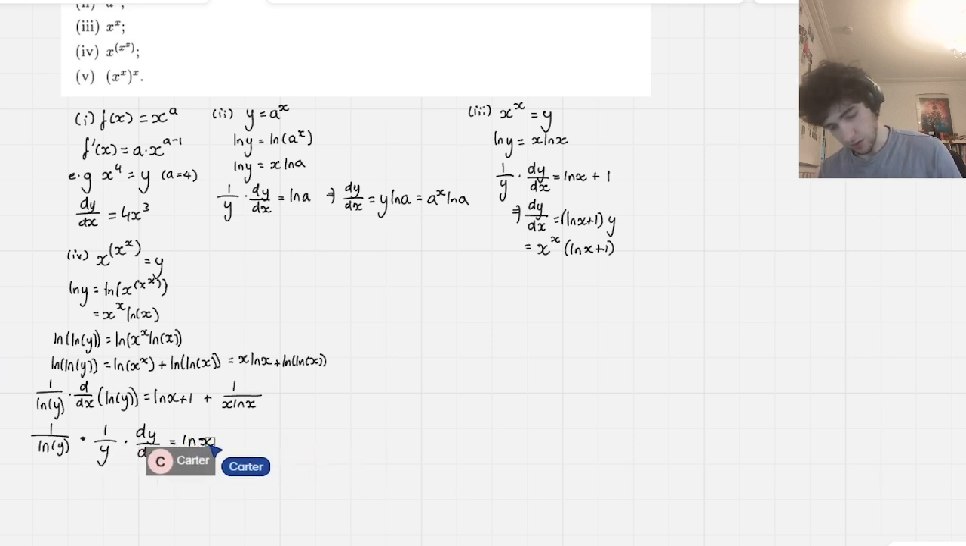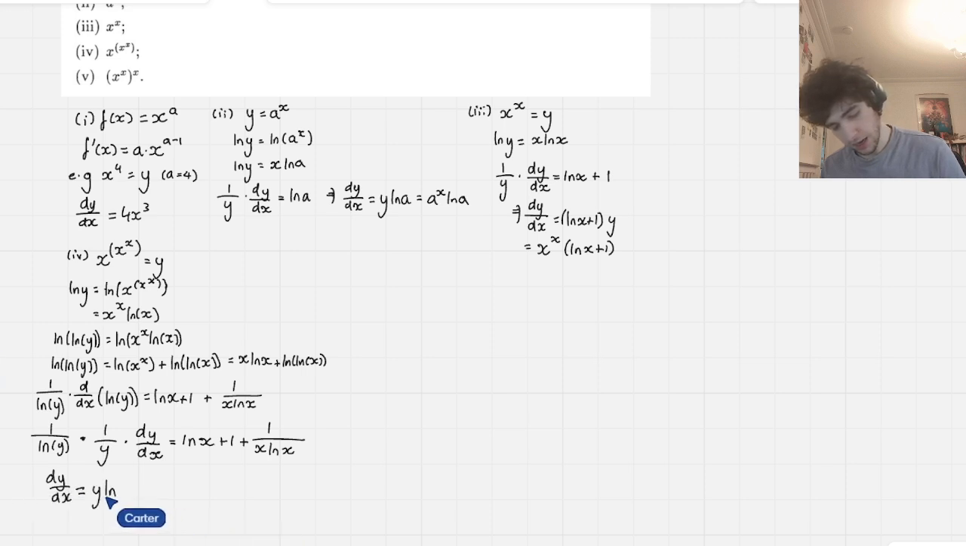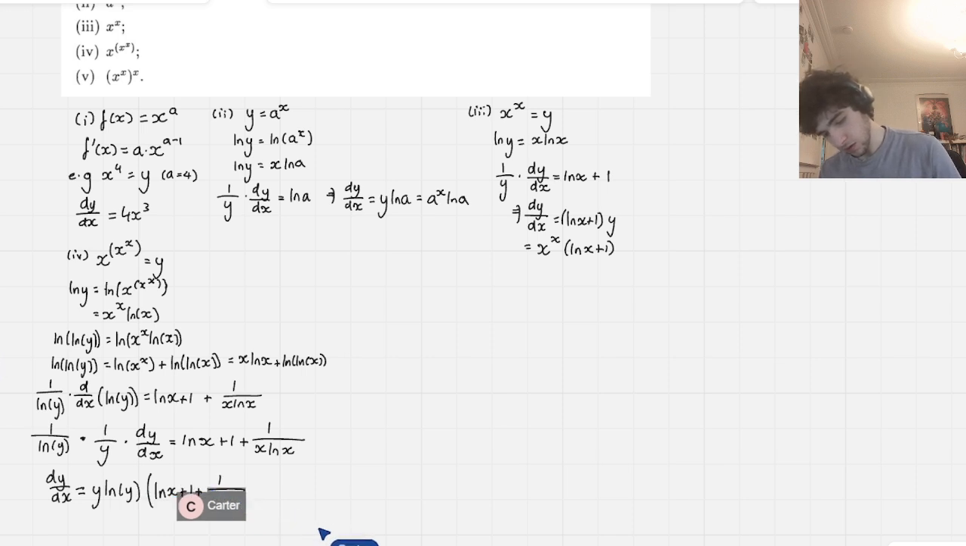So then we have ln of x plus 1 over x ln x, and then what we can do is multiply both sides by y ln y. So we have therefore that dy/dx is equal to y ln y multiplied by ln x plus 1 over x ln x.